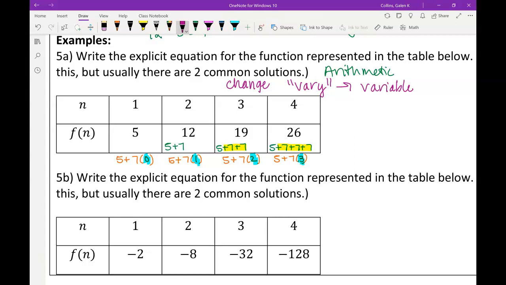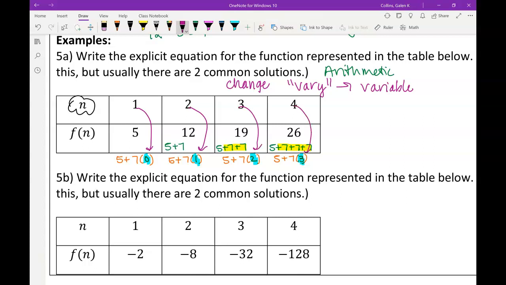But the question is, is it n? Do I put an n there? Well, let's look. If I were to put the number 1 here, that wouldn't work out because I don't get a 1. So I can't just put n in parentheses. Let's see what happens. Nope, the 2 won't work, the 3 won't work, the 4 won't work.